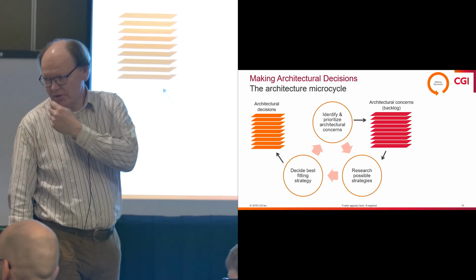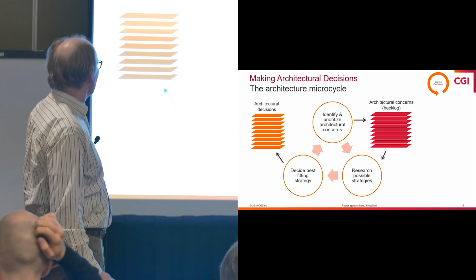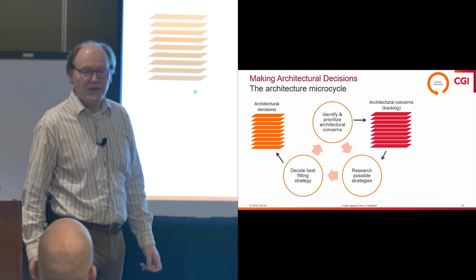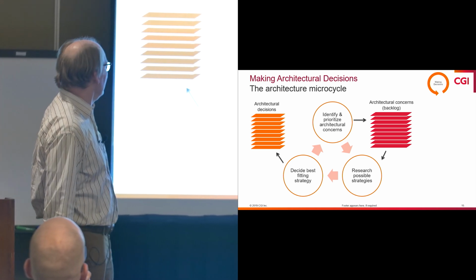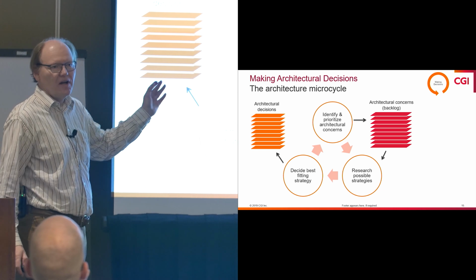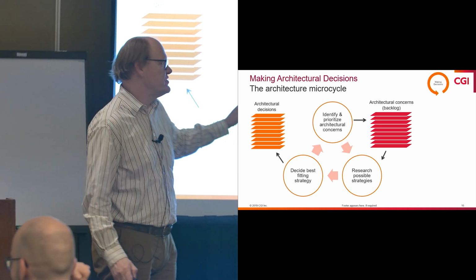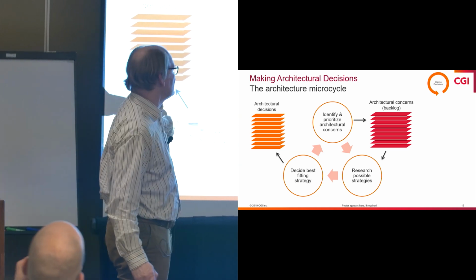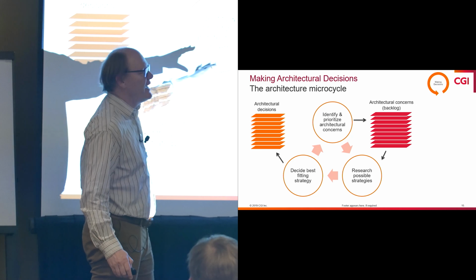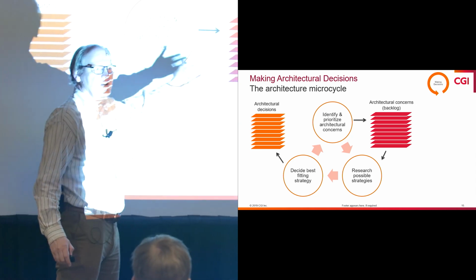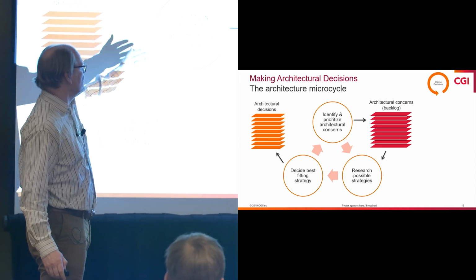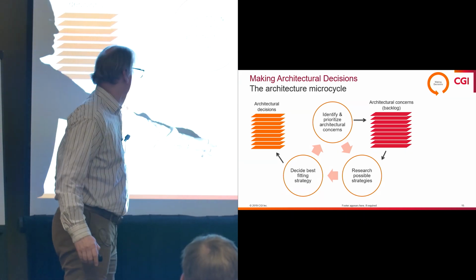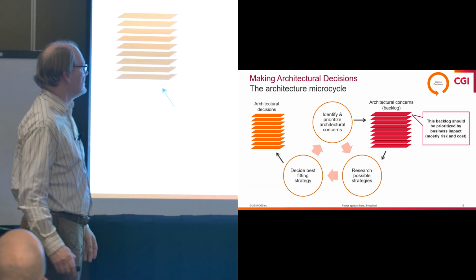Let's go to the next behavior, which is associated with, I think, prioritizing those decisions. So we are using a thing called the architecture microcycle. If you look at architectural decisions as the primary deliverable, you can look at the process that delivers those decisions as resulting from a backlog of architectural concerns that have to be addressed by those decisions. So you first have to identify these concerns, based, of course, on your understanding of the context, research possible strategies, and then make the decisions.